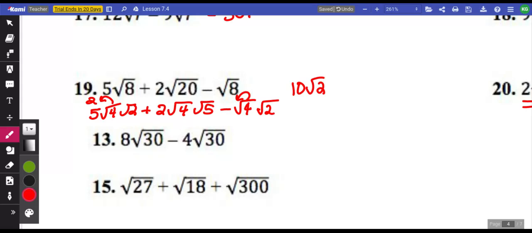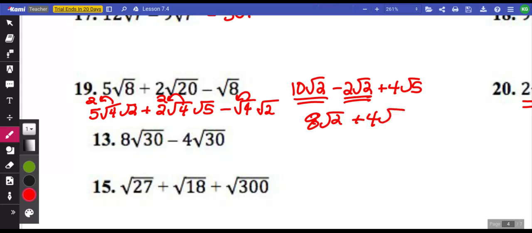And over here, I would have minus 2 square root of 2. And this would come out as a 2, so I'd have plus 4 square root of 5. Then combine like terms, 8 square root of 2 plus 4 square root of 5.